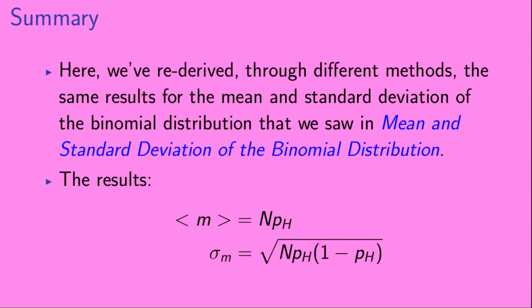Okay, so let's summarize. Here we've re-derived through different methods the same results for the mean and standard deviation of the binomial distribution that we saw in the video on the mean and standard deviation of the binomial distribution. The results that we got there and here are that the mean value of m is equal to nph, and sigma m, the standard deviation of m, is equal to the square root of n ph times 1 minus ph.